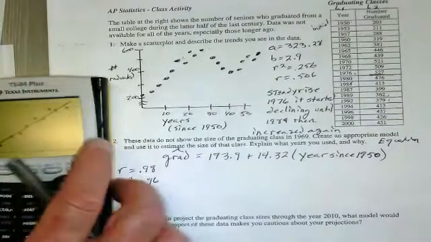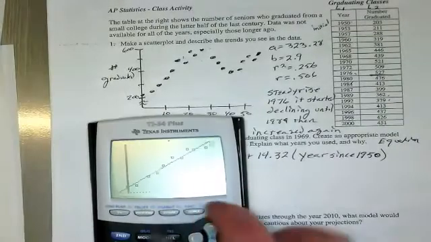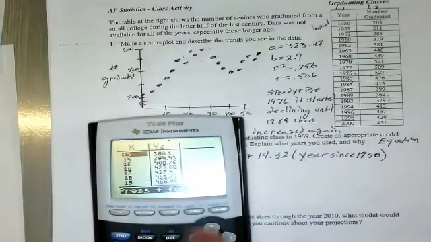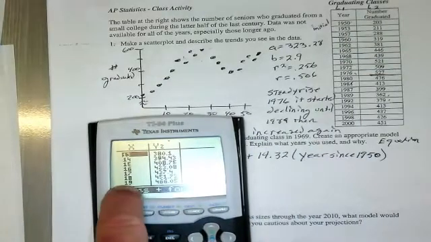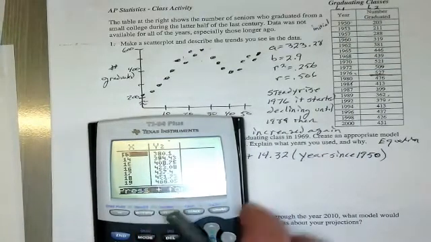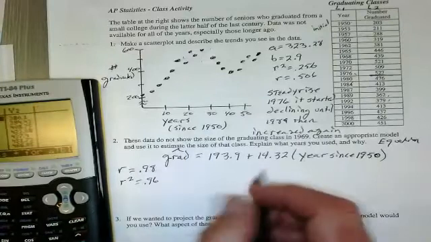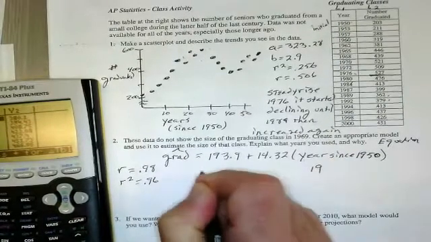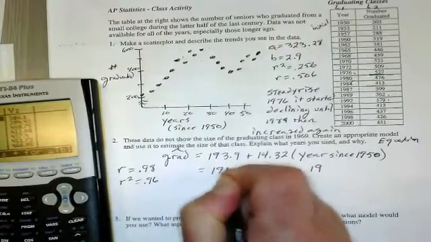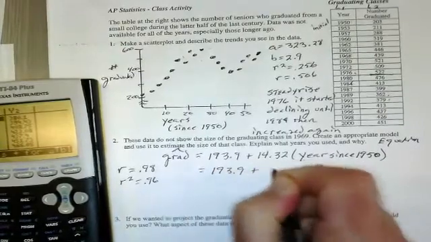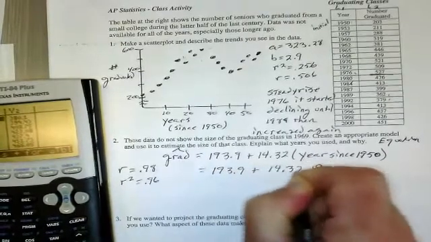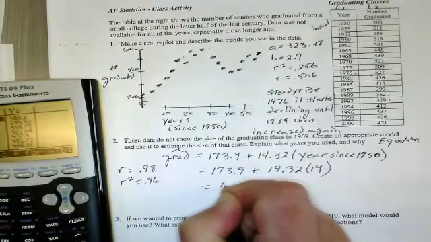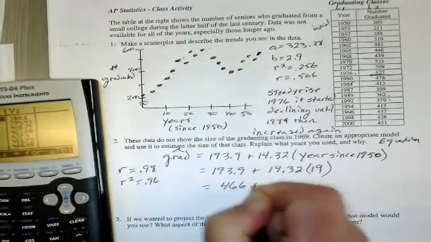Now for 1969, I can go to the second table. 69 from 50 is 19 years. I can go down here to 19 years, and it says about 466.05 students. In other words, I'm going to substitute in 19 right there. And so we're going to have 193.9 plus 14.32 times this, and that equals 466.05.